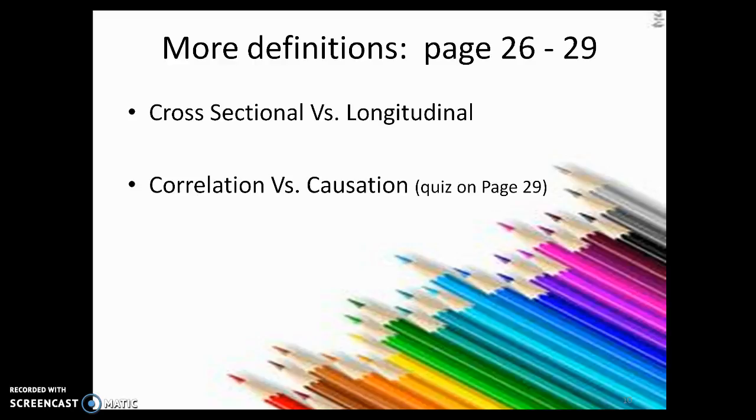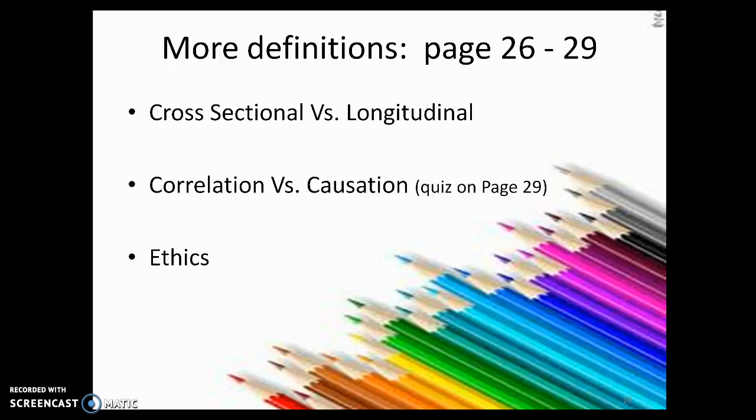Correlation versus causation. Oftentimes two things are just correlated, which means they're just related somehow. We don't know why. We don't know if one thing causes the other. They're just related. Causation means that one thing causes another. There's kind of a fun little quiz on page 29 that you can take for that.